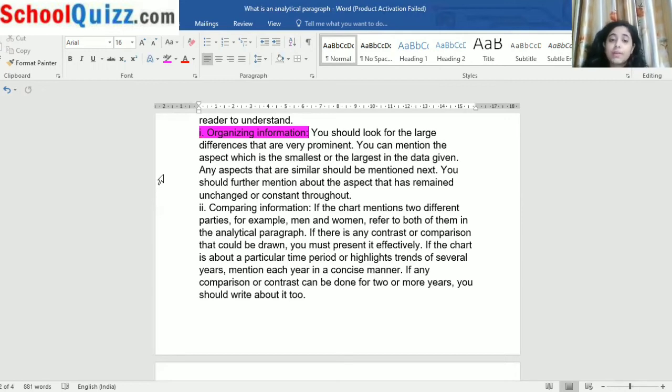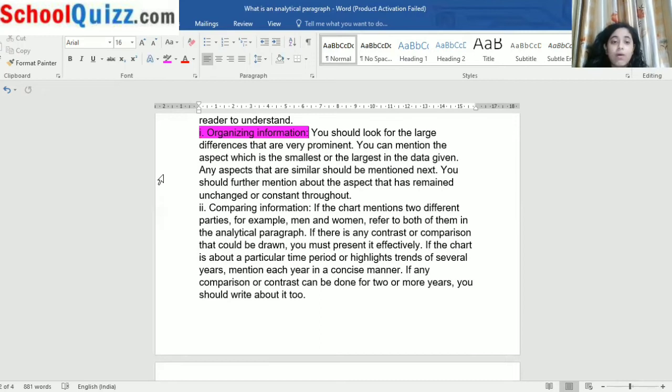You should further mention the aspect that has remained unchanged, which has not changed, which has stayed the same, as you have to write down in the table or in the graph or in the paragraph. Or constant throughout, which is not going to change. Suppose on the x-axis only men will be there, it is not going to change. On the y-axis women will be there, it is not going to change. It will remain constant. So we have to write that down.